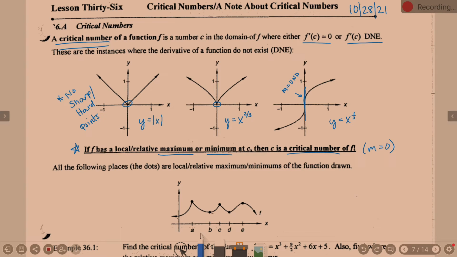So on this graph, it says all the following places are local relative maxes or minimums of the function drawn. What do you notice here? Why is this first one a critical point? It's a hard point, right? The derivative does not exist at that point. What about this next one? It's a minimum, and so there's a horizontal tangent line. Your slope would be 0. What about this top one up here?